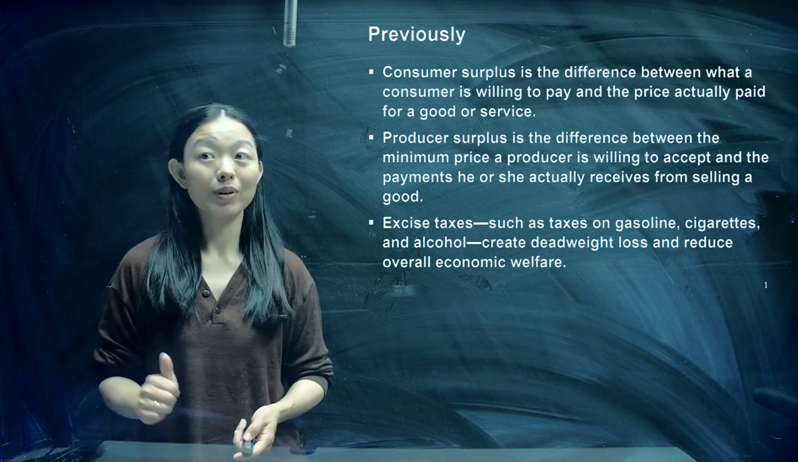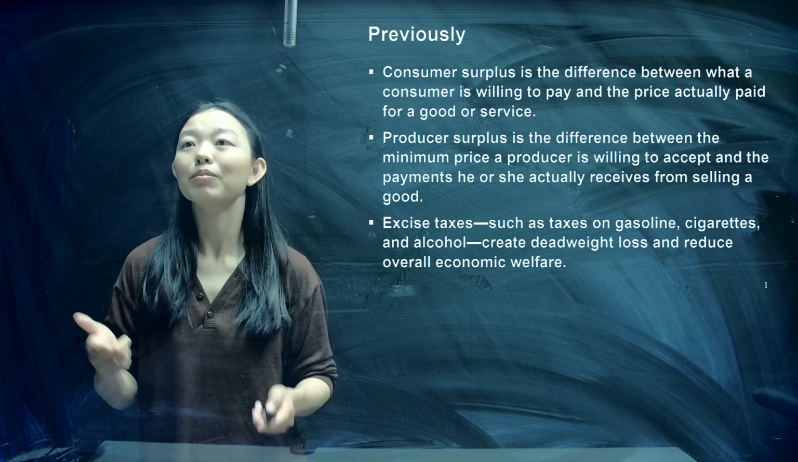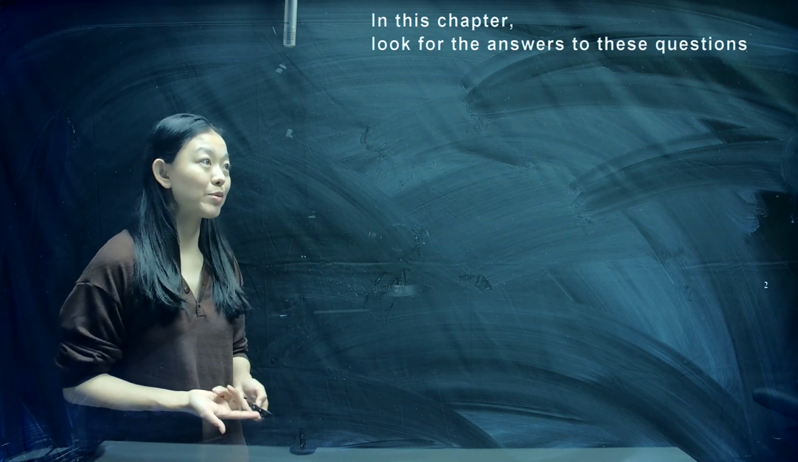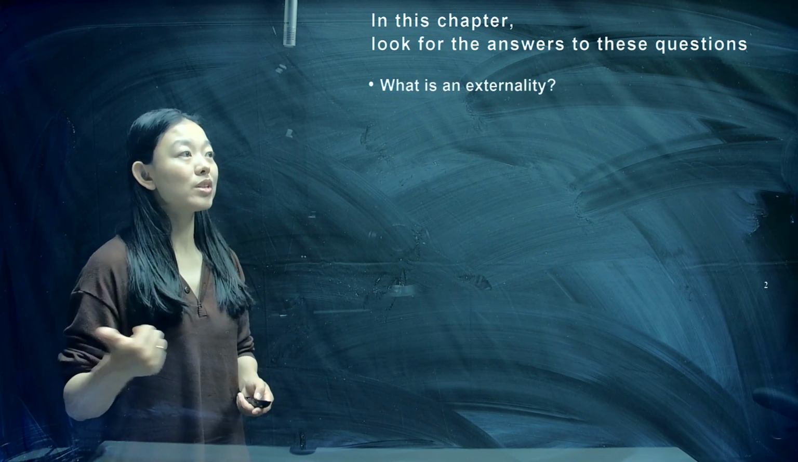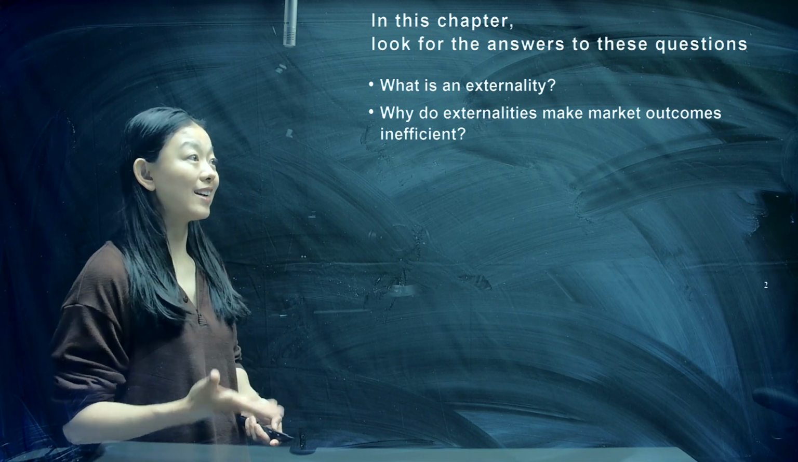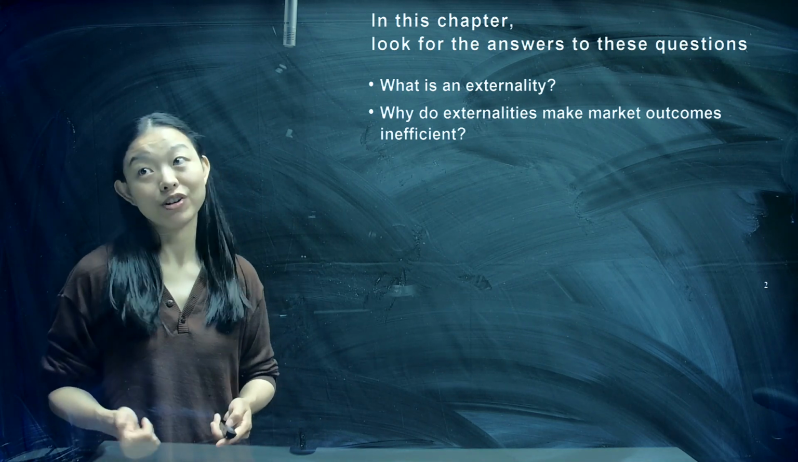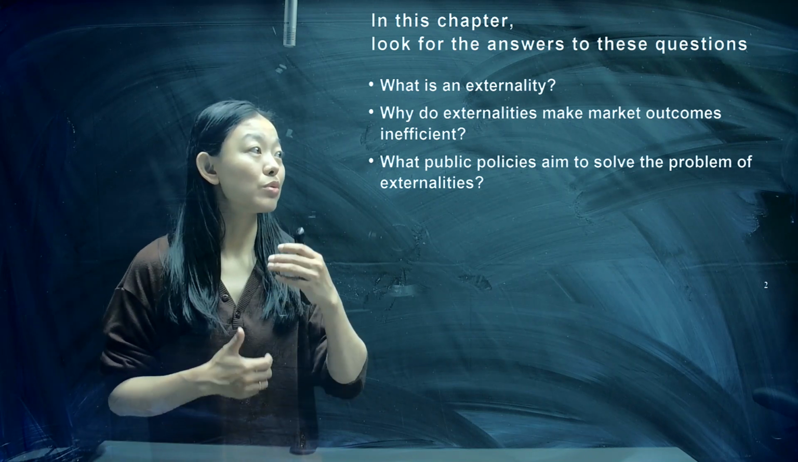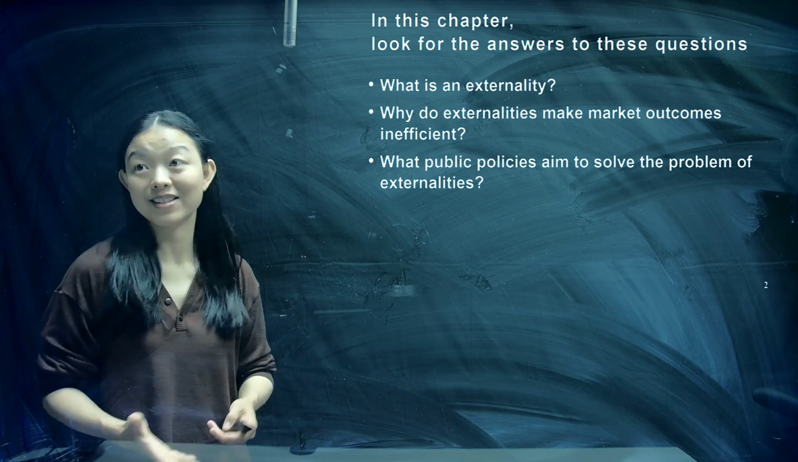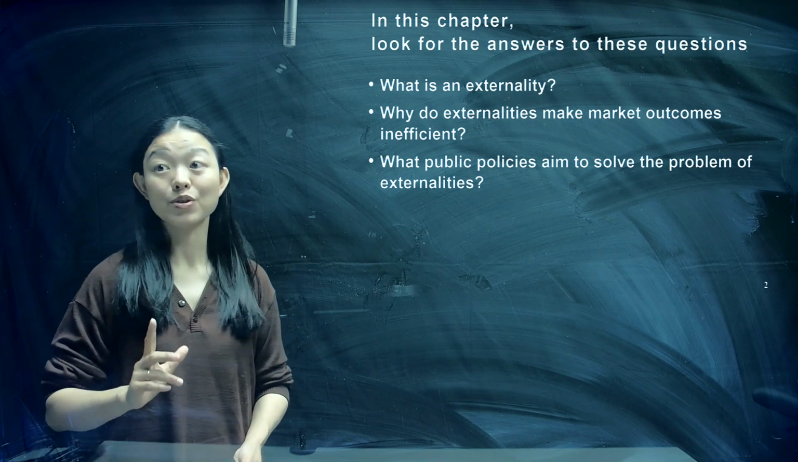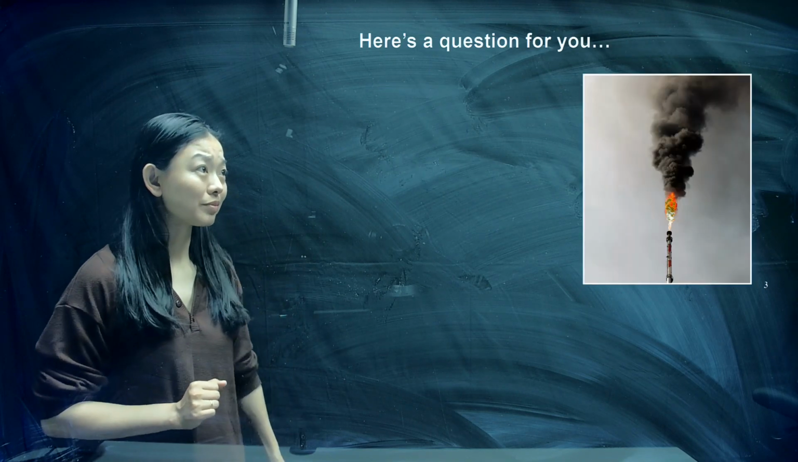And in this chapter, we would like to learn another type of market distortion, which is externality. We will learn what an externality is and why externalities make market outcomes inefficient. And what can the government do to solve this problem of externalities? Those are the three questions we try to answer in this chapter.